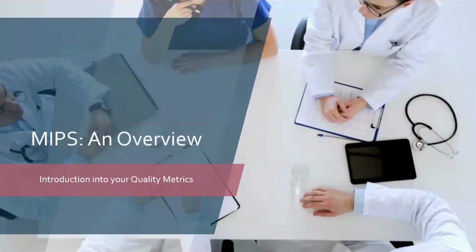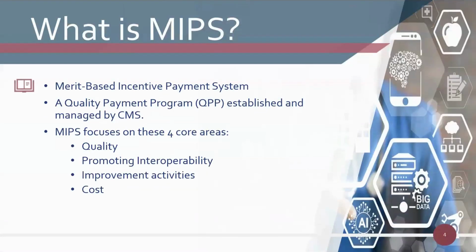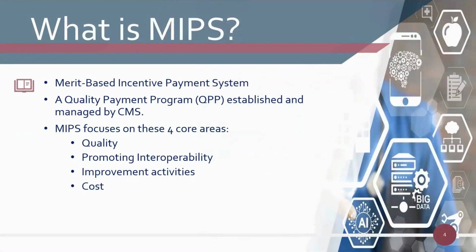Let's begin with our first segment of this training, MIPS, an introduction into your quality metrics. So what is MIPS? MIPS is the Merit-based Incentive Payment System, which is a quality payment program established and managed by CMS. MIPS was designed to tie payments to quality and cost-effective care, drive improvements in care processes and health outcomes, increase the use of healthcare information, and reduce the cost of care.